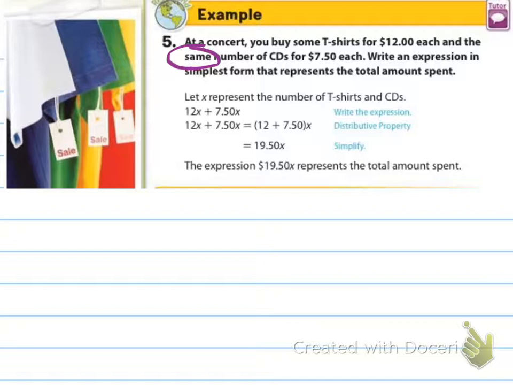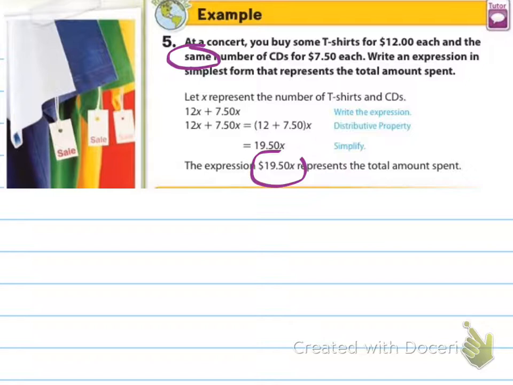So the expression that we would simplify it to would say, all right, depending on however much the number of items is that we bought, it's going to be $19.50 times X. Because it's going to be the $12 plus the $7.50, $19.50 times X.